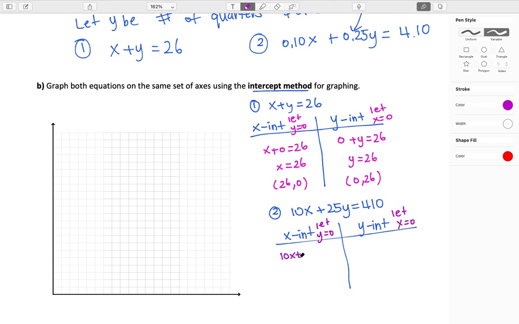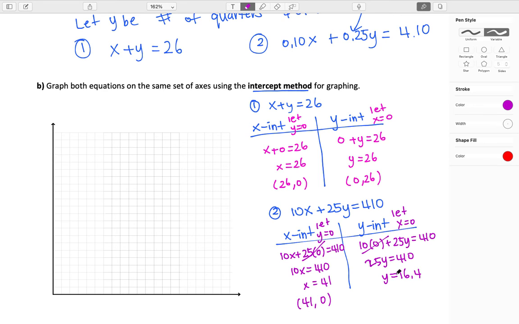So 10x plus 25 times 0 equals 410. So this becomes 0. Okay, so it looks like x is 41. And for y-intercept, I'm going to plug in x as 0. So this becomes 0. So when you divide 410 by 25, you're going to get 16.4. So 0, 16.4.